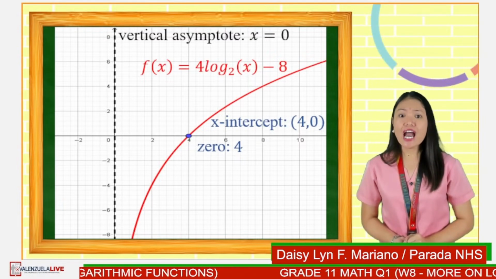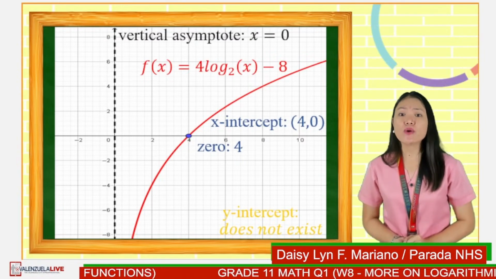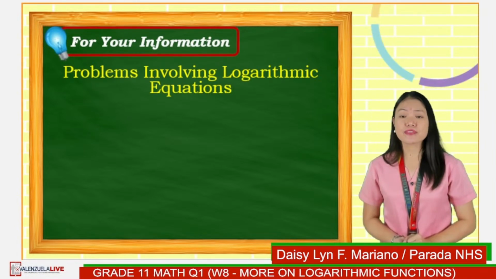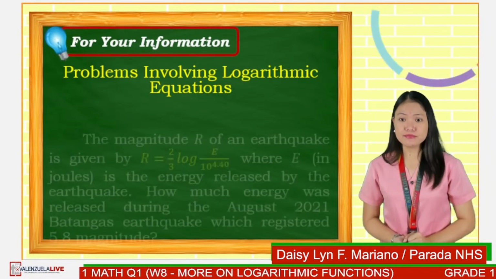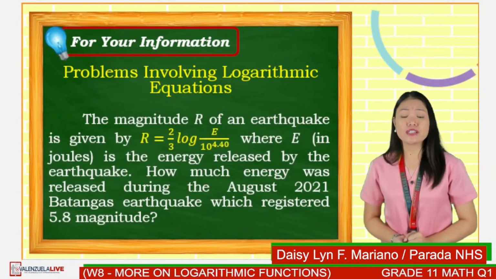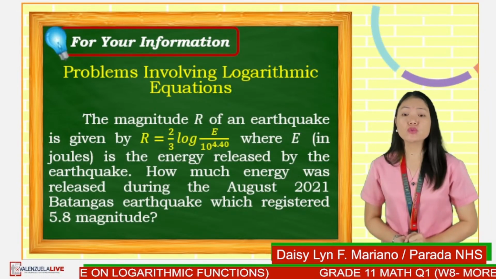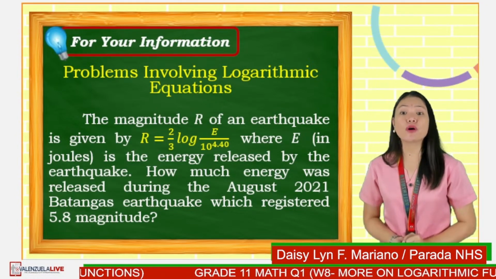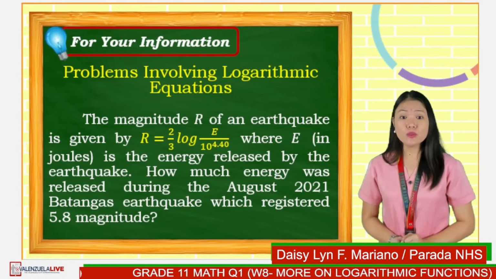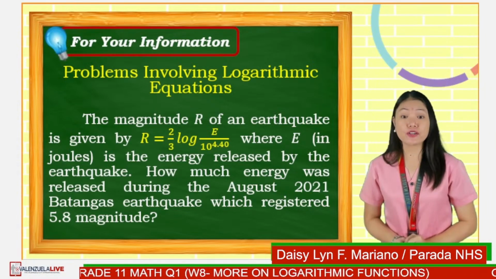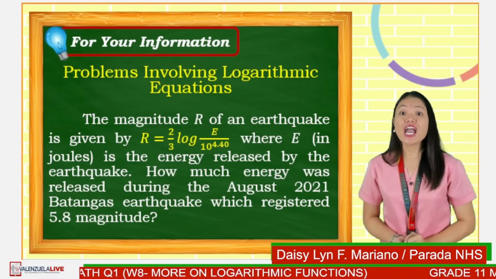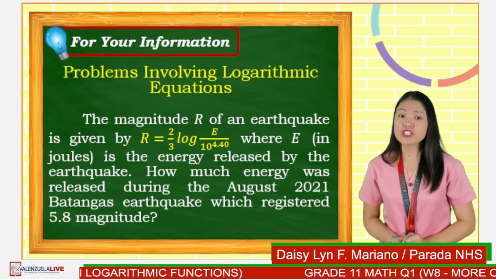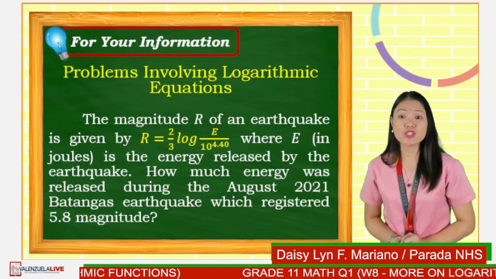Let us now see how logarithmic functions and equations can be used in solving real-world problems. Problem number 1. The magnitude R of an earthquake is given by R is equal to 2 over 3 times the logarithm of E over 10 raised to 4.40, where E in joules is the energy released by the earthquake. How much energy was released during the August 2021 Batangas earthquake, which registered 5.8 magnitude?